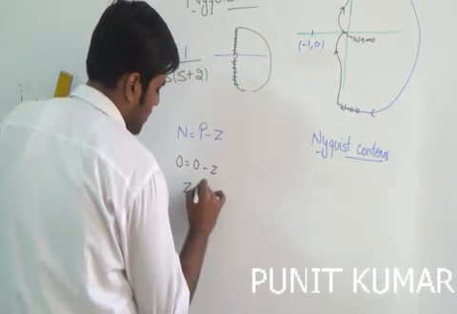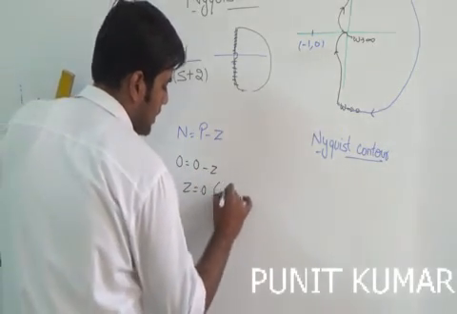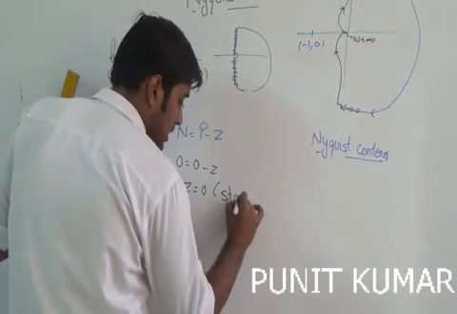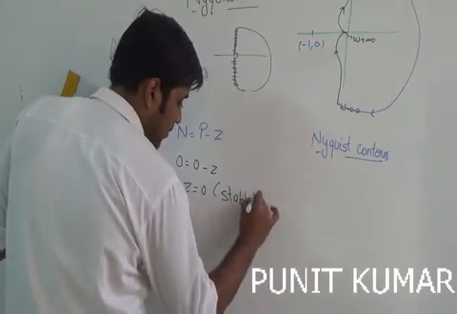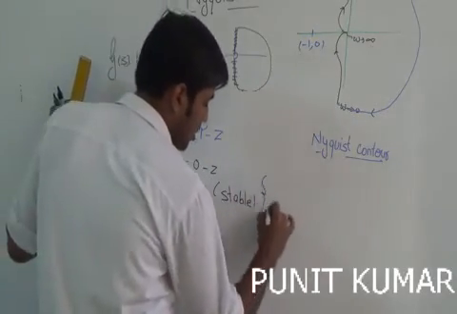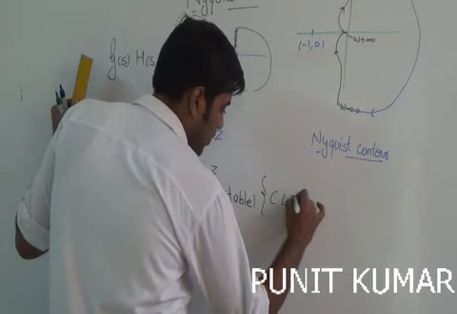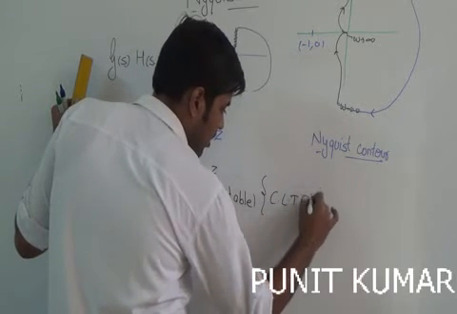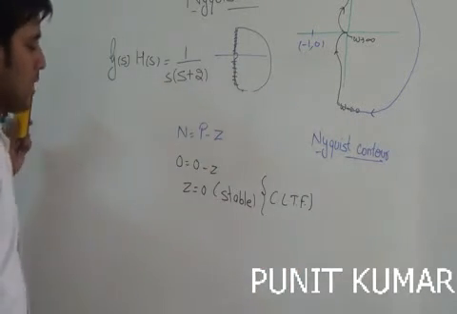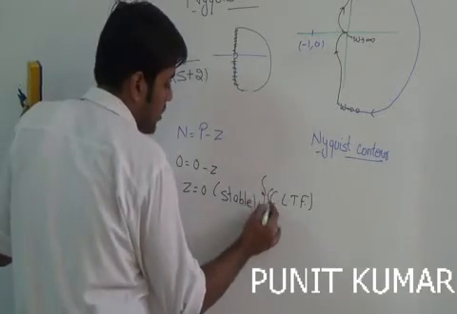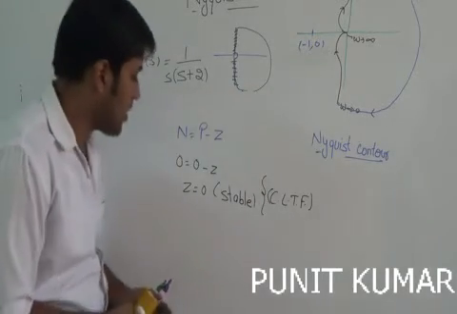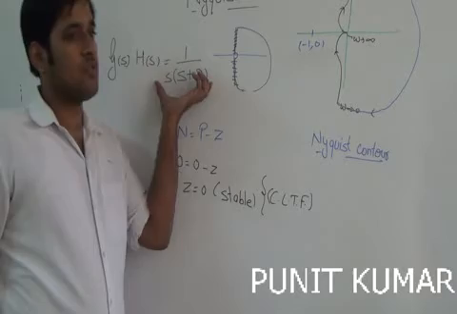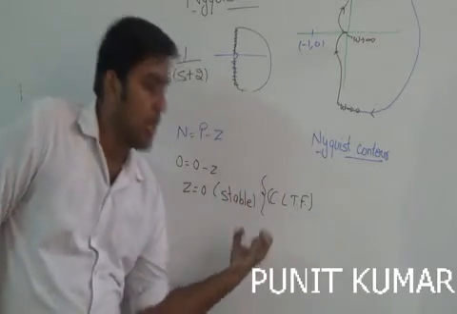So Z comes out to be 0. Means system is stable. Which system? Closed loop transfer function. The closed loop transfer function which we are going to make from this open loop transfer function is stable.